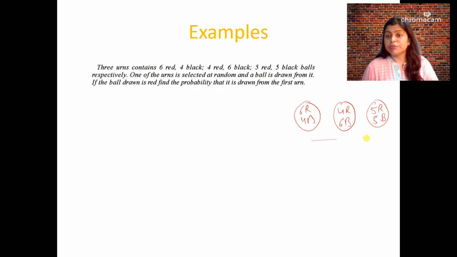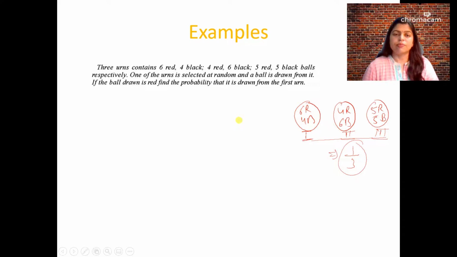Out of 3, if we select 1, what will be the probability of selection? That would be 1 by 3 for each. So the probability of selection of the first urn is 1 by 3. If I select the second, it is the same 1 by 3, and the third is 1 by 3. So the probability of selection of any urn is 1 by 3.